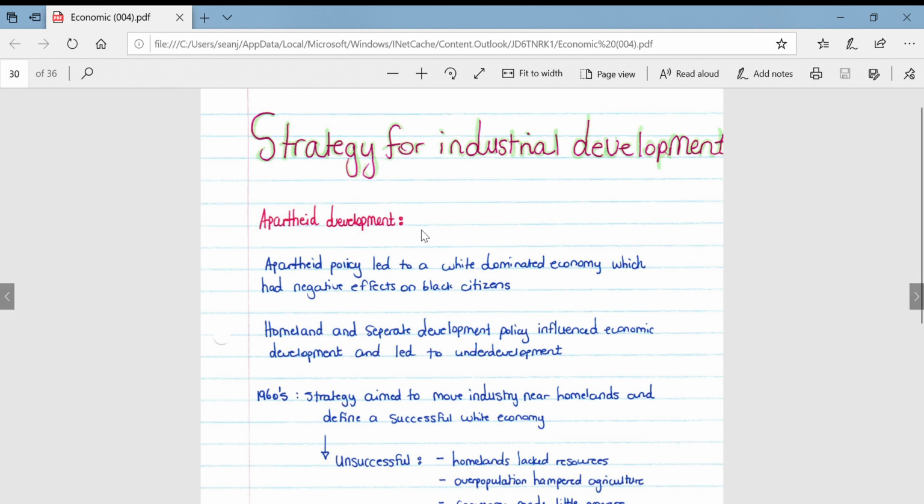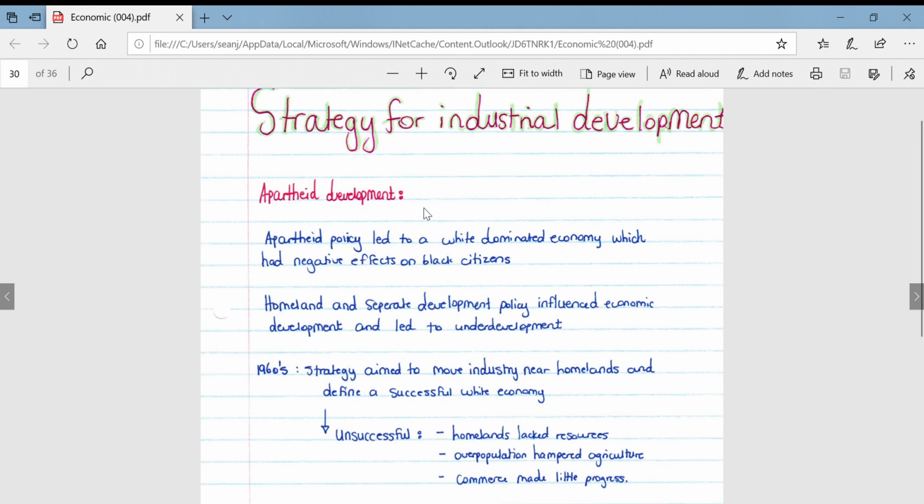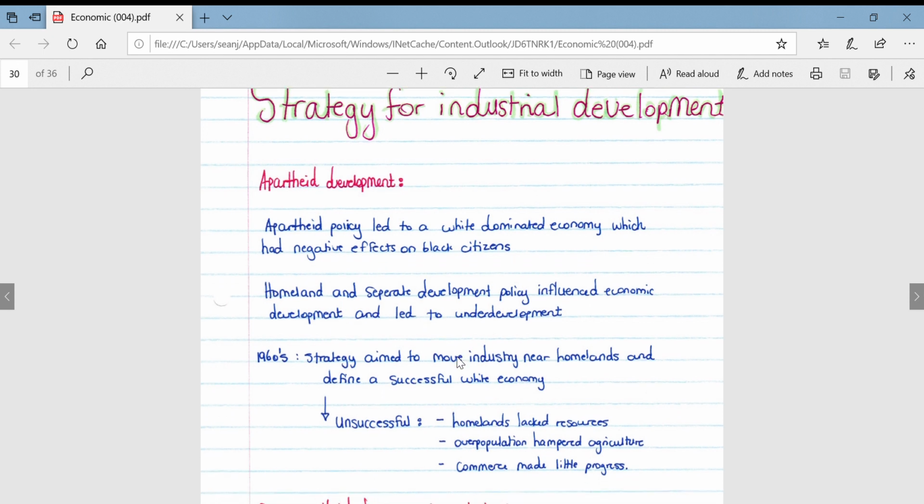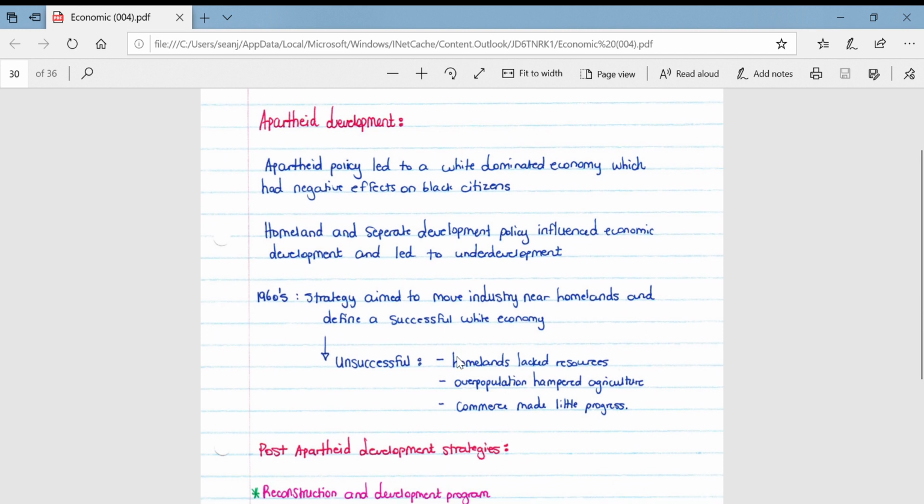This video will cover strategies for industrial development within South Africa, which forms part of the economic geography section of the geography syllabus. If we look at the development during apartheid, policy led to a white-dominated economy which had negative effects on black citizens. Homeland and separate development policies influenced economic development and led to underdevelopment.